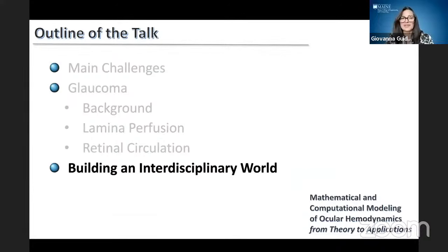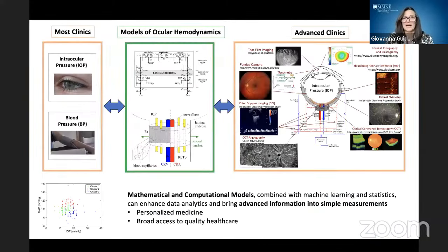So now we are at the end of the talk, with a lot of different expertise combined here. What are we doing and how are we moving forward? I emphasize that it was a choice to focus on blood pressure and IOP to drive the models, because it is our goal to make quality healthcare as broadly accessible as possible. The mathematical models could be the link between advanced imaging techniques and easy measurements. By doing so, we may also be able to bring people a more personalized approach to glaucoma care.